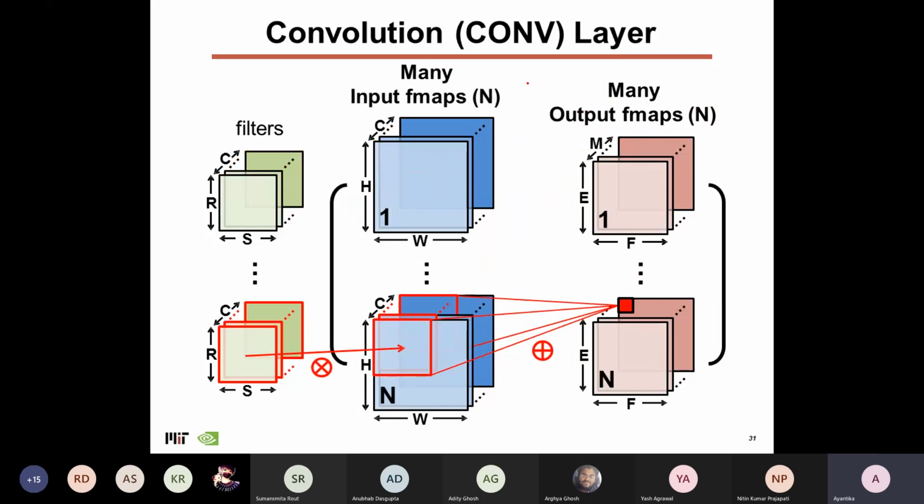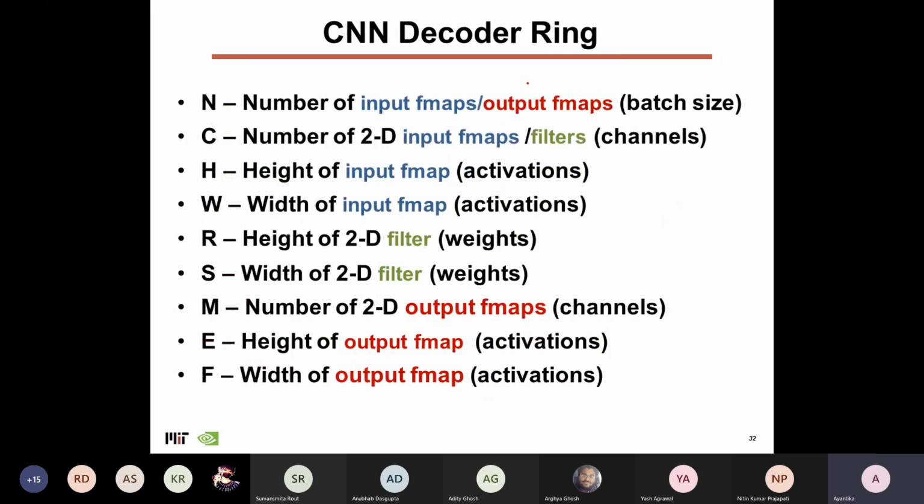Okay. So this shows many input feature maps, channels, etc. We will come back here as and when required. These are the variable names that we are going to use in our coming slides.